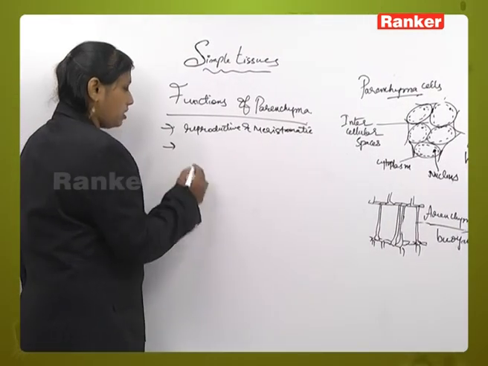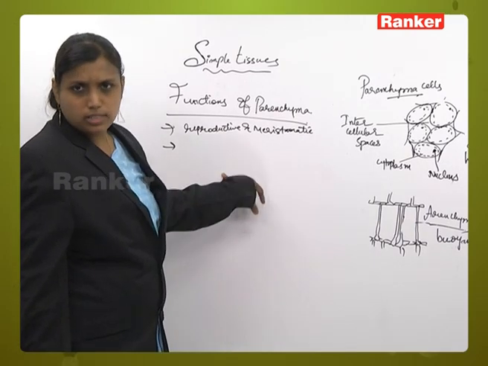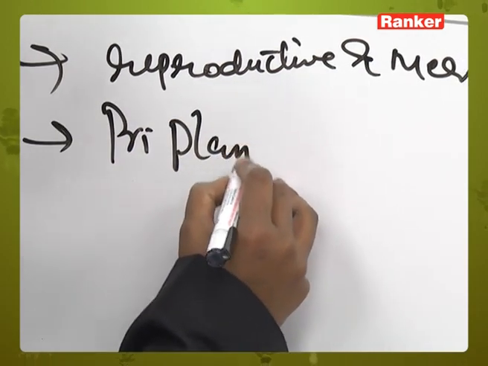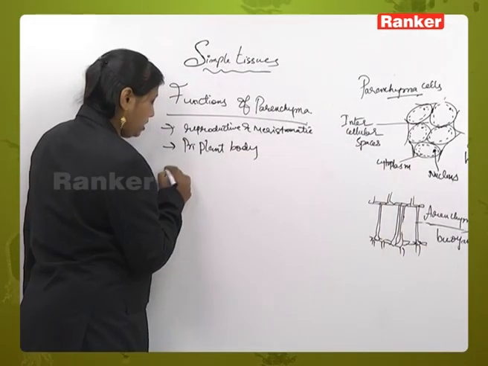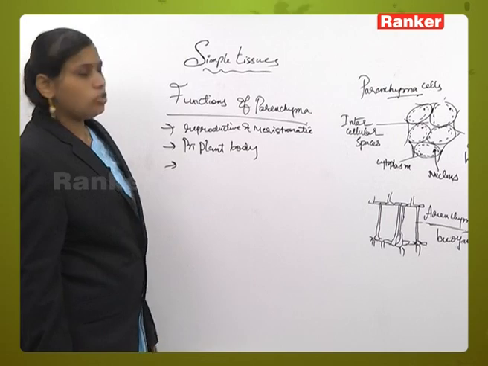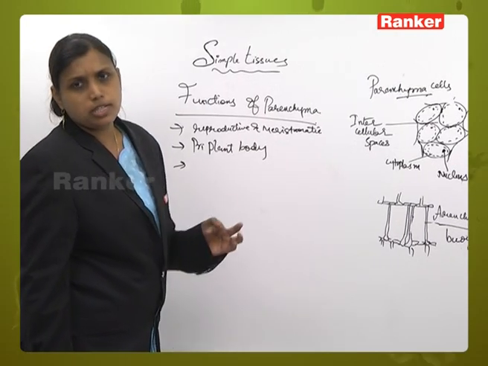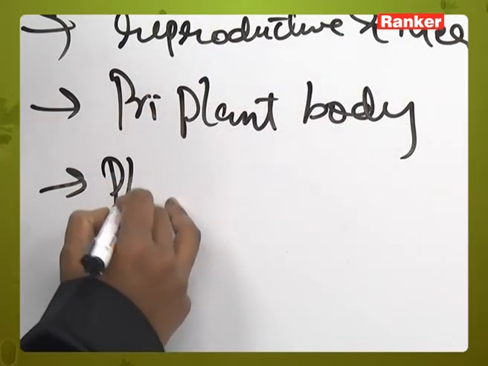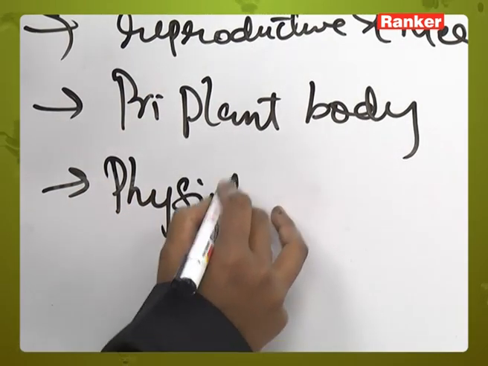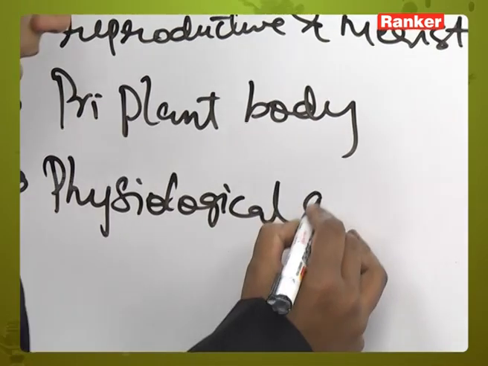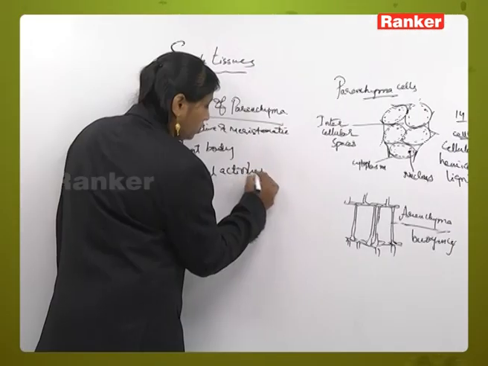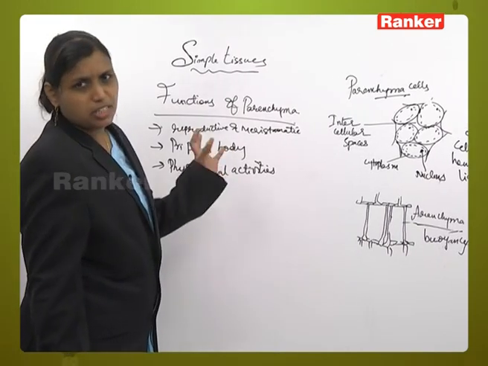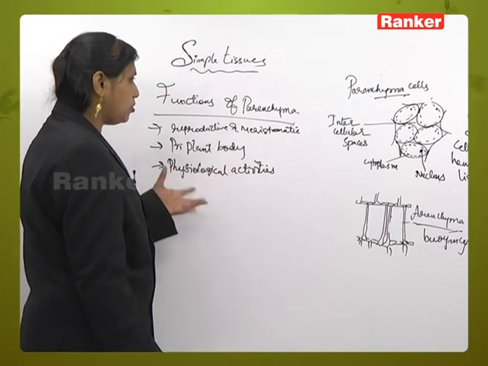Parenchyma occupies the center of the primary plant body. Basically, the primary plant body is made up of parenchyma. Parenchyma is also useful for undergoing various physiological activities which are possible in the plant body. What are the physiological activities we can say here? Photosynthesis, assimilation, respiration, reproduction, all these are possible here.